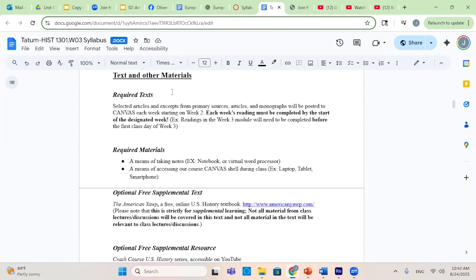I know there may have been some confusion about that at some point as Canvas sections were being thrown from professor to professor. So please, for the love of God, if you have purchased a textbook, go get your money back as soon as you can. You will not need that for this class.